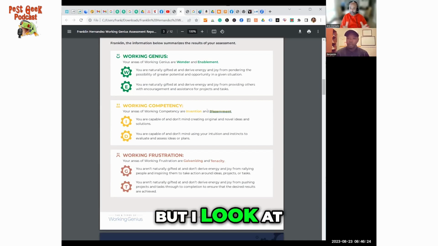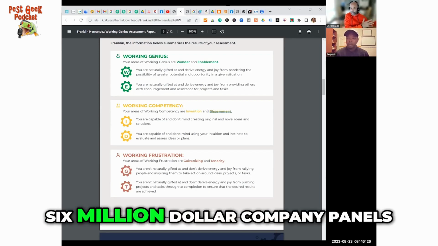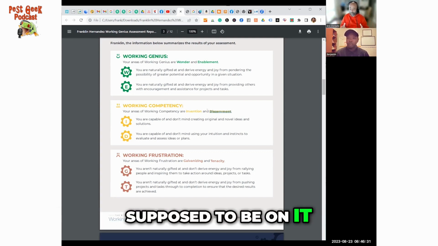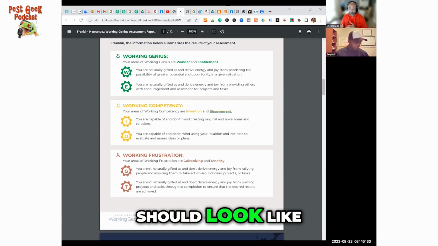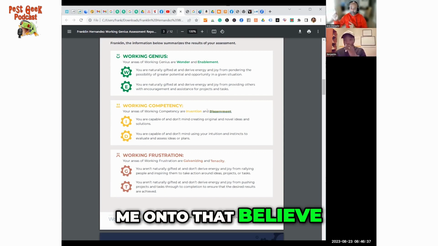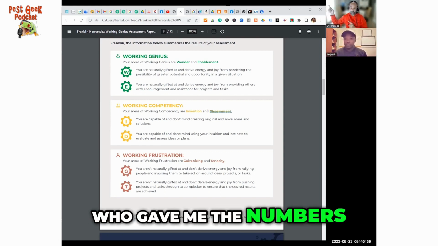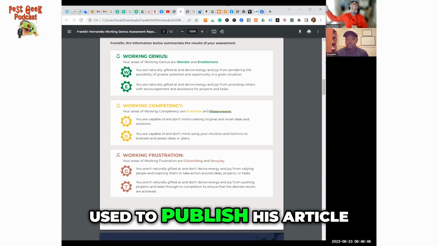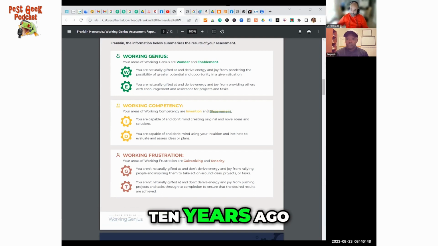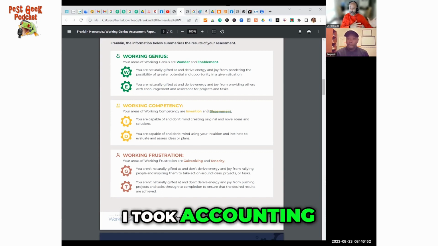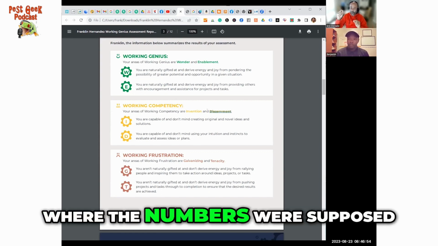But I look at $3, $4, $5, $6 million company P&Ls, and I know what's supposed to be on it. Right. And what those numbers should look like. And I always had that. The guy that got me onto that, believe it or not, who gave me the numbers in the beginning, where I knew where the percentages had to be, was Pete Chopin, when he used to publish his article 10 years ago. I already knew that because I took accounting and I read, but I just didn't know where the numbers were supposed to be.